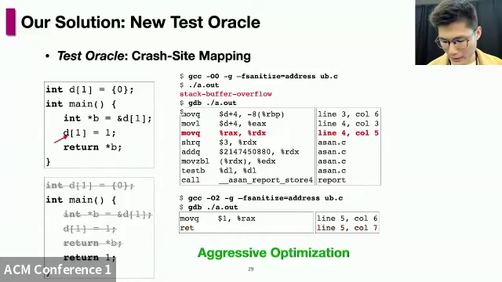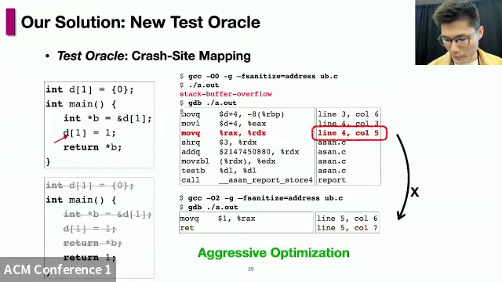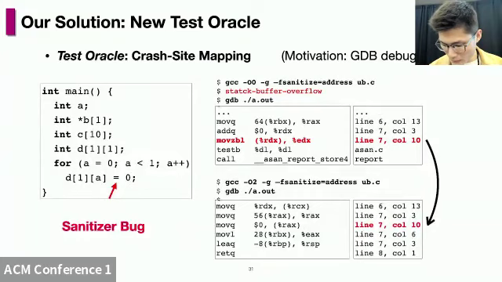So the intuition here is that the crash site, which can be viewed from the normally reported program, is not present in the optimized assembly. But in the second case, where this is a sanitizer bug, the crash site from the unoptimized version can still be observed in the optimized version. So we use this insight to differentiate these two cases.